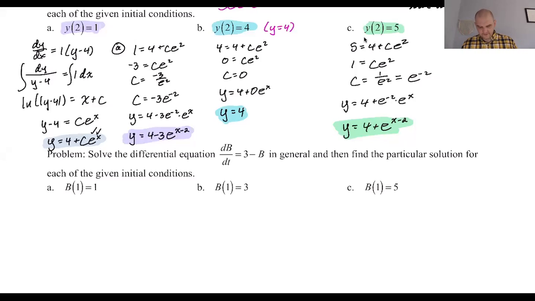All right, we're back. We are on page 3 of notes 24 in Calc AB. We're solving differential equations. On this particular page, we're finding what are called particular solutions. And that just means solve for C.